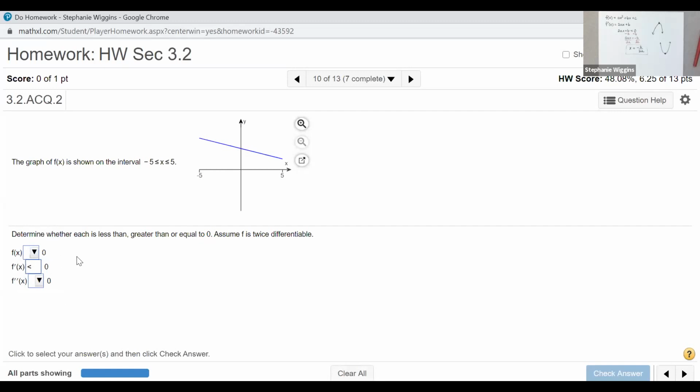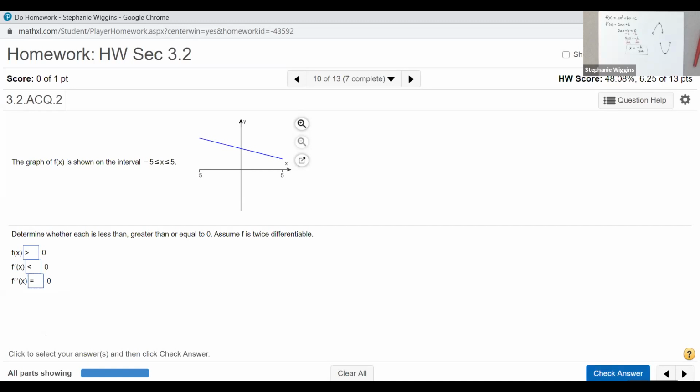Now, what about the function itself? Notice that the function itself is above the x-axis. That means all the y values are positive. So the y values, which are the function values, are positive. So I say f of x is greater than 0. And finally, the first derivative is a constant because it's a linear function. And that means that if you take the second derivative, you're differentiating the first derivative, that's the second derivative, it's going to be 0, right? Because we have a linear function. So we put the equal sign there. So that's how you do that problem.